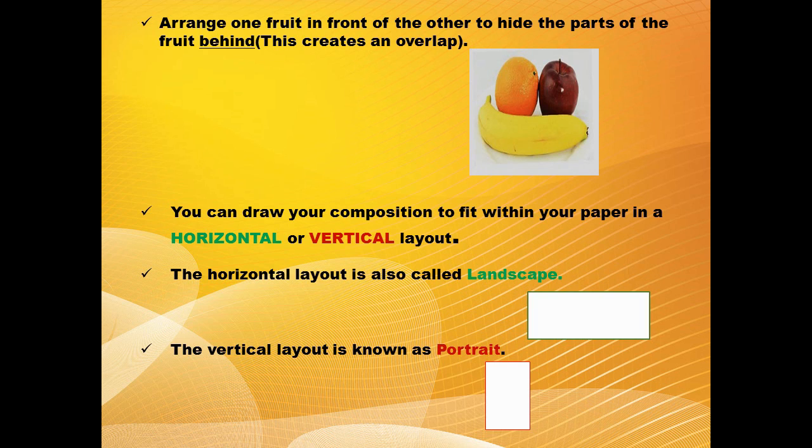I want us now to know how you draw a still life composition to fit within your paper. So you can draw your composition to fit within your paper in a horizontal or a vertical layout. The horizontal layout is also called a landscape, and the vertical layout is known as portrait.